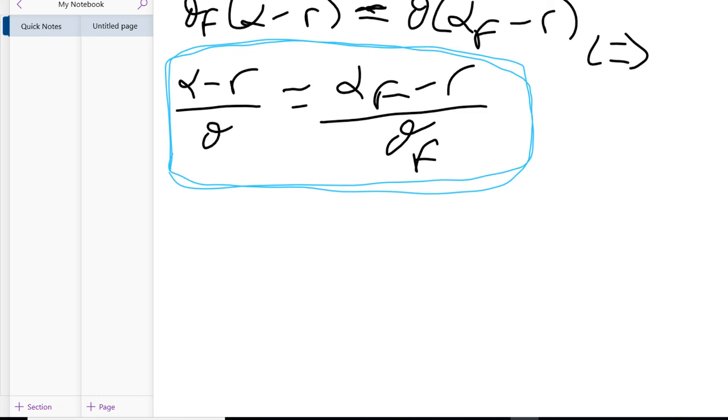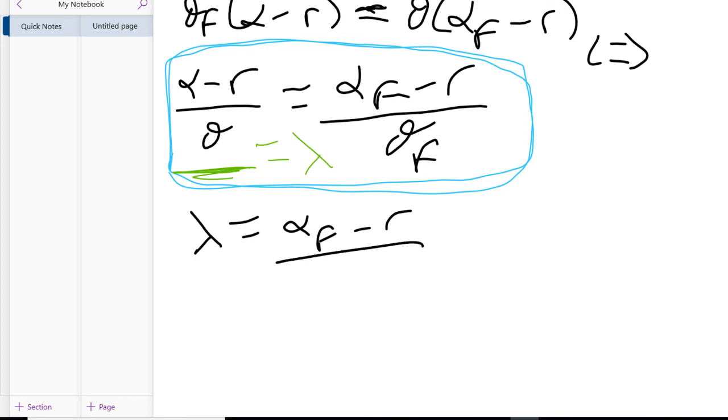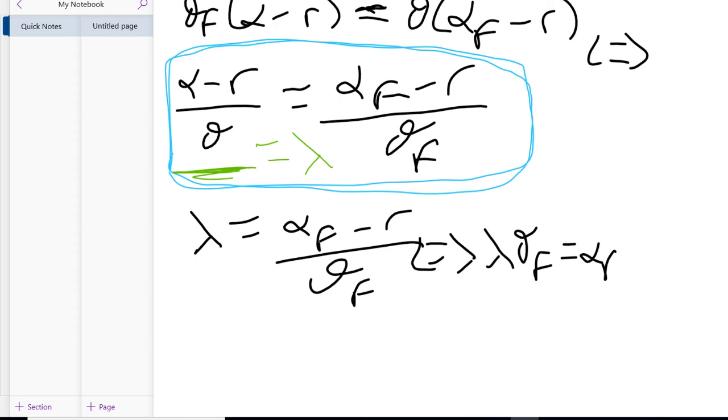So let's call this, we'll say that this equals lambda. So we have lambda equals alpha underscore f minus r over sigma underscore f. Now this is the same thing as saying that lambda sigma underscore f equals alpha underscore f minus r.